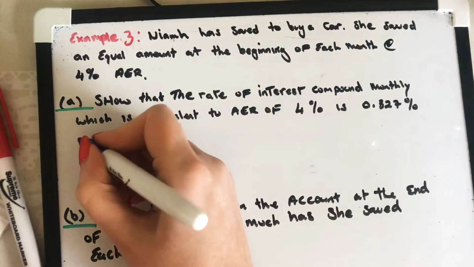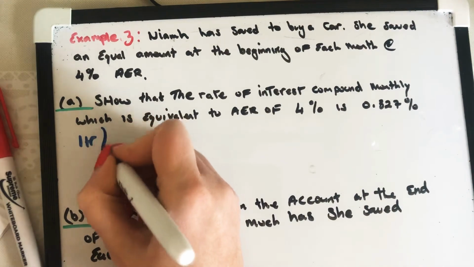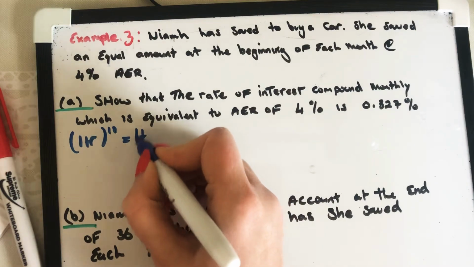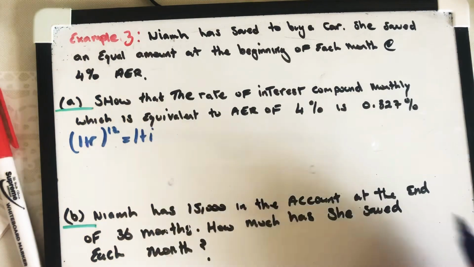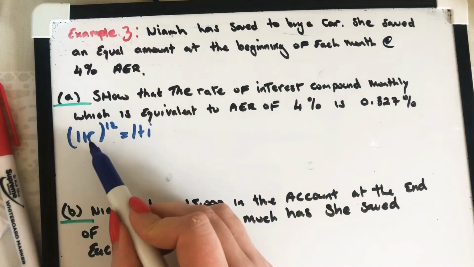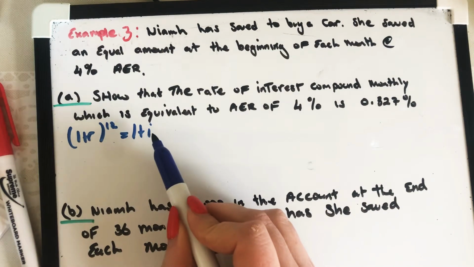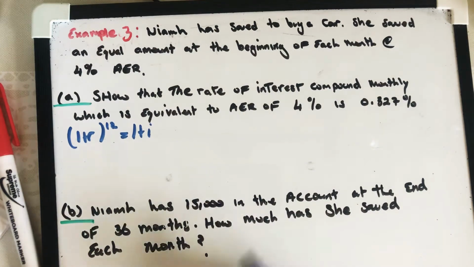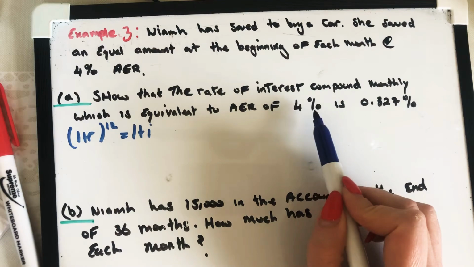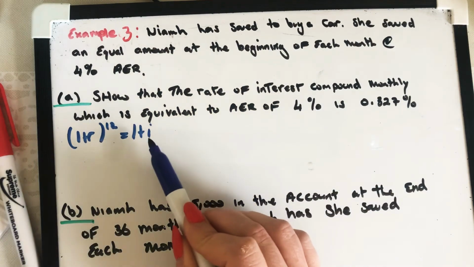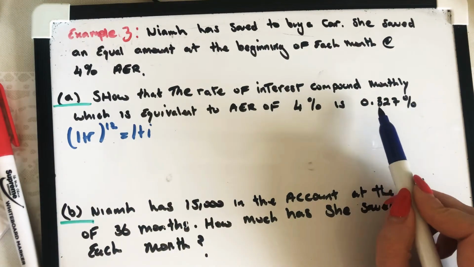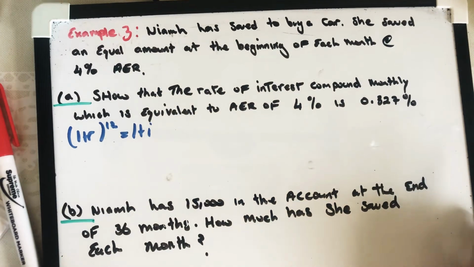So the formula is (1 + R)^12 is equal to 1 + I. The R represents the monthly and the I represents the yearly. So we're going to take our 4%, which is yearly, convert it into a decimal, and then we'll put that into the formula for the I and we'll solve for R, and it should be 0.327% when we are finished.